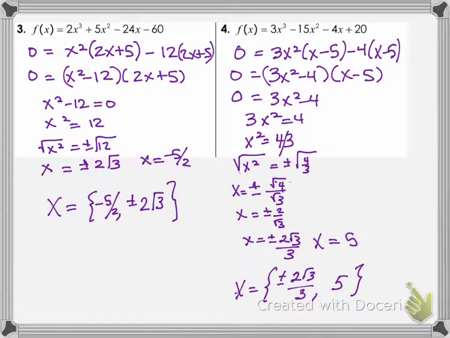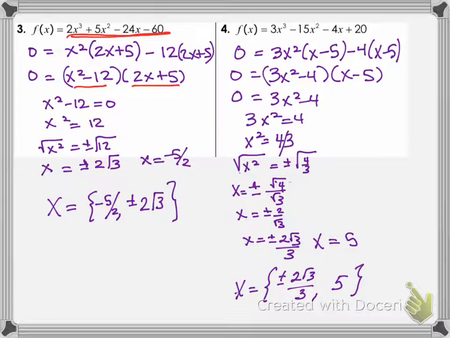Okay, for number 3, I've worked them out for you. Just notice that I factored by grouping, so try that. Make sure you can factor by grouping. We were left with x squared minus 12 for one factor, and the other linear term was 2x plus 5.